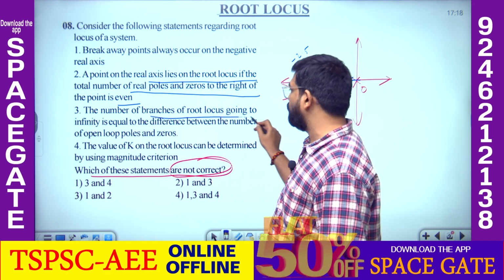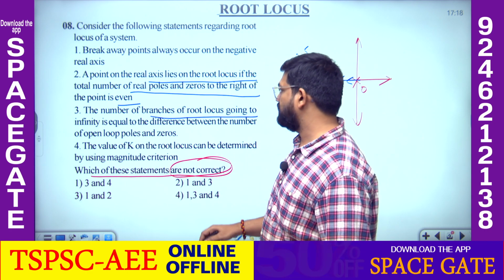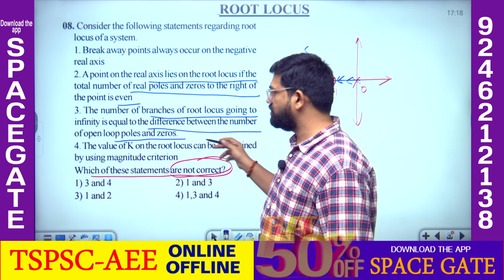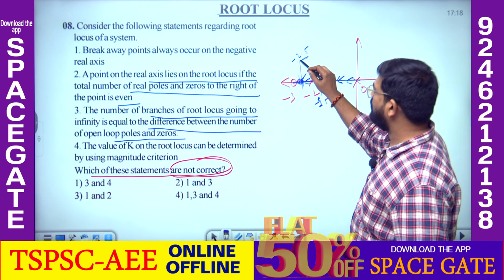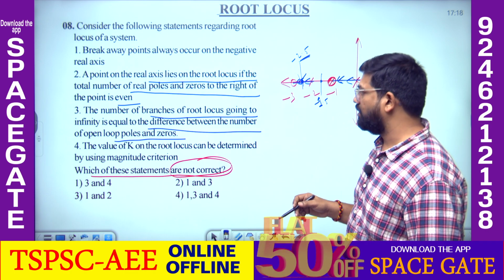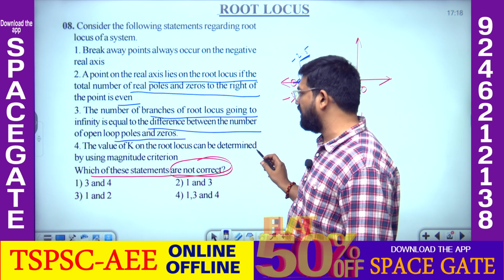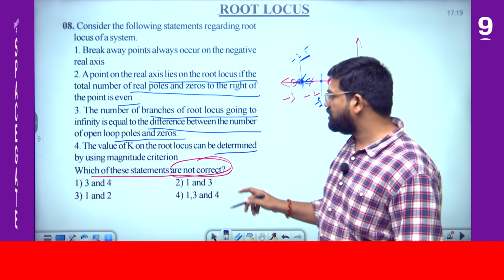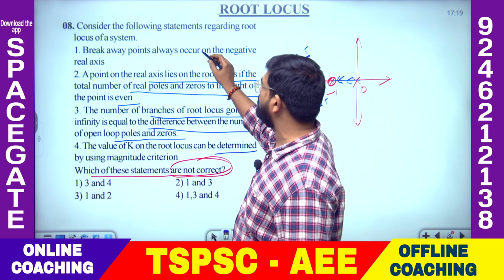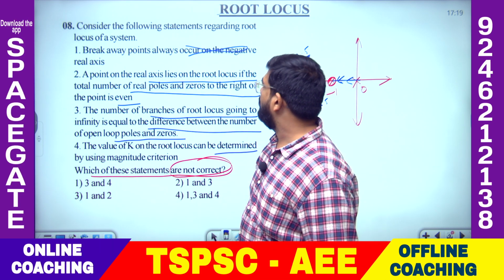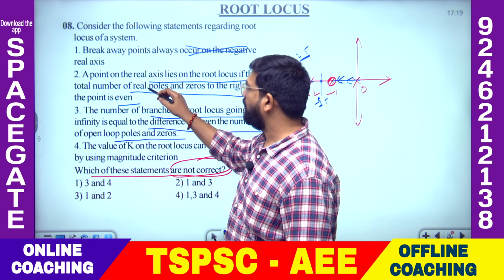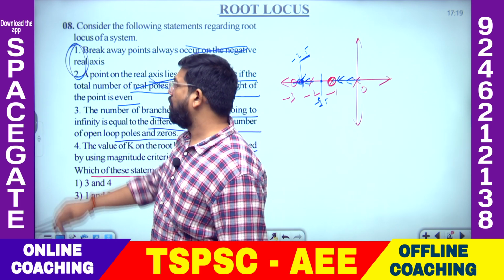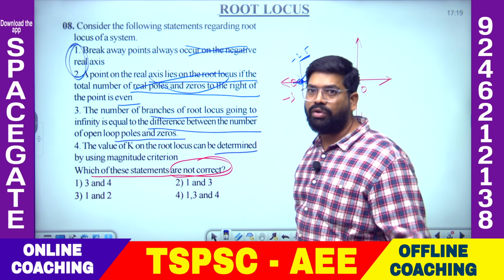Which is the correct statement? The number of branches of root locus going to infinity is equal to the difference between the number of poles and zeros. It is a correct statement, and for the right hand side of this it must be an odd number. The value of K on the root locus can be determined by using the magnitude condition is also a correct statement. So the breakaway point statement is a wrong option, and this one is also wrong, which means 1 and 2 are the wrong statements related to the root locus of a system.